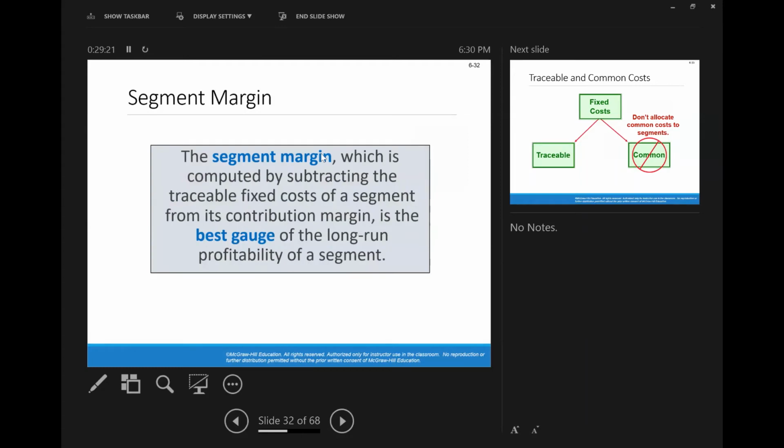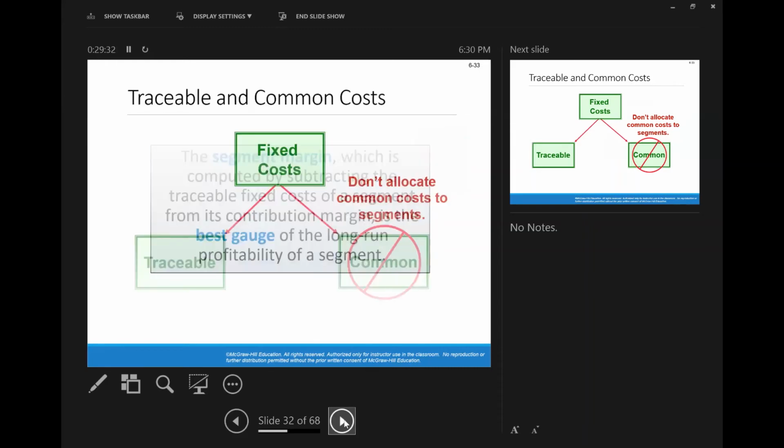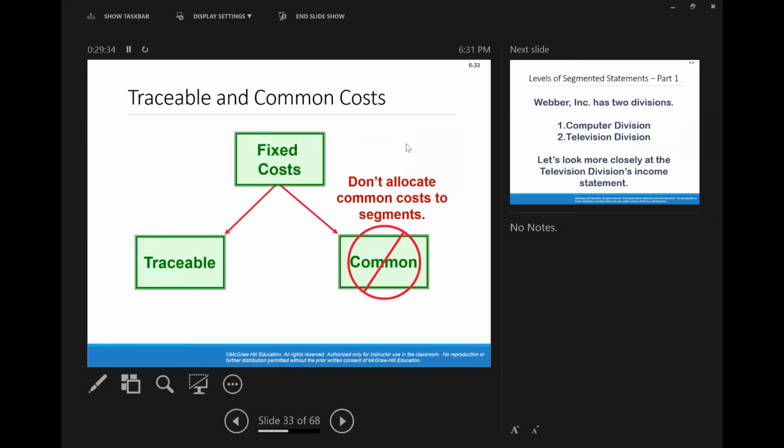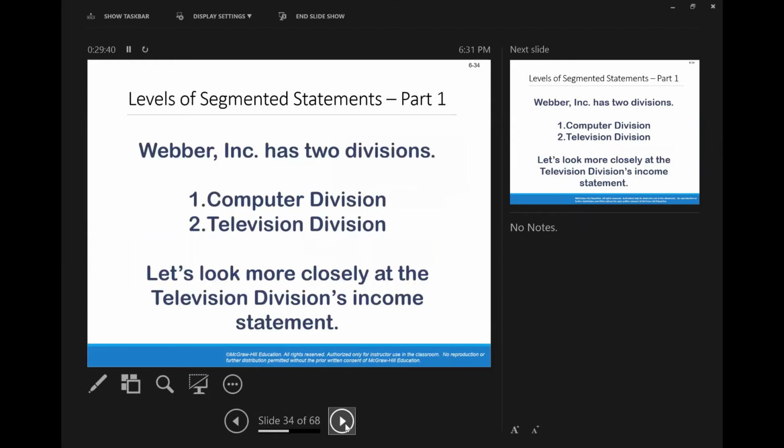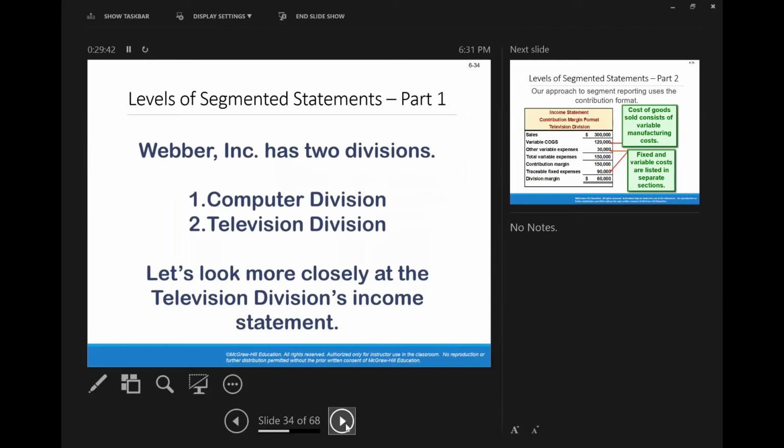All right, the segment margin, which is computed by subtracting the traceable fixed costs of a segment from its contribution margin, is the best gauge for the long run profitability of a segment. All right, so we have our fixed costs. Some are traceable, some are common. They won't get allocated to the segment. I promise we're getting to an example. It's coming in the next slide.